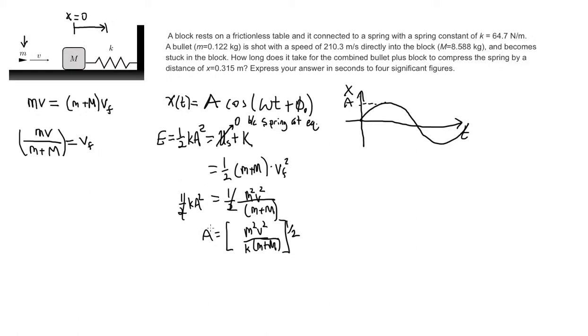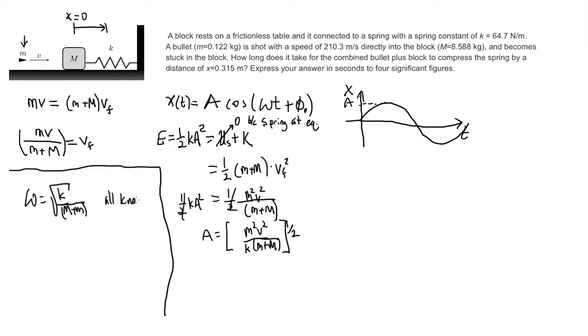Okay, so we know an amplitude. Now we can figure out omega. I'm going to use this beautiful little white space over here to note that omega is the square root of k over the sum of the masses, because both things are moving together. Let's make that a little bigger. And these are all given, all known.